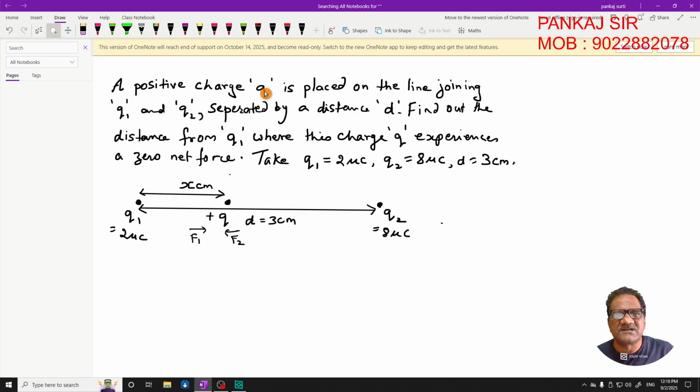Now he has placed a charge Q somewhere between Q1 and Q2, on the line joining them. This particular charge Q is placed in such a way that the net force acting on this Q is equal to zero. So you have to find the distance from Q1. Okay, so let us get started.